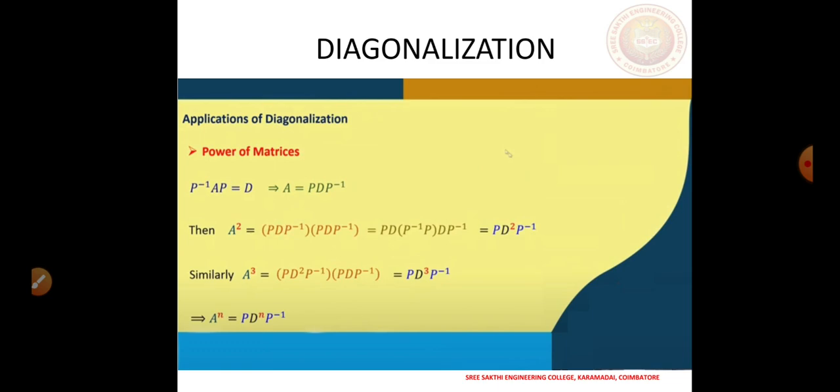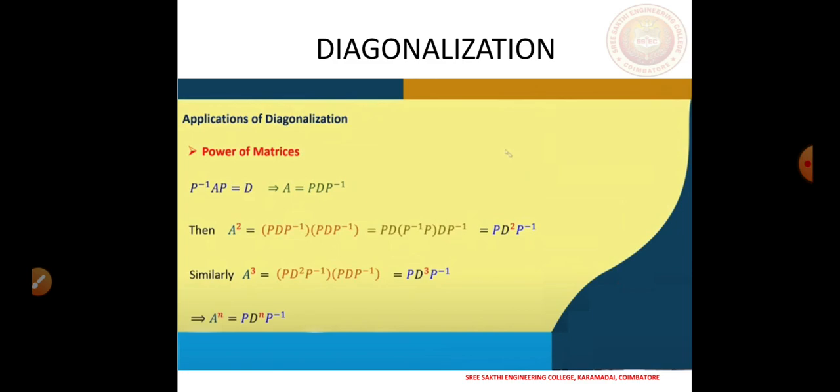Having this relation, if we want to get A squared, we need to multiply PDP inverse by itself. With the associative property of the product, we realize that P inverse P can be put as the identity matrix, and then we get P D D P inverse, meaning P and the power of the diagonal matrix.